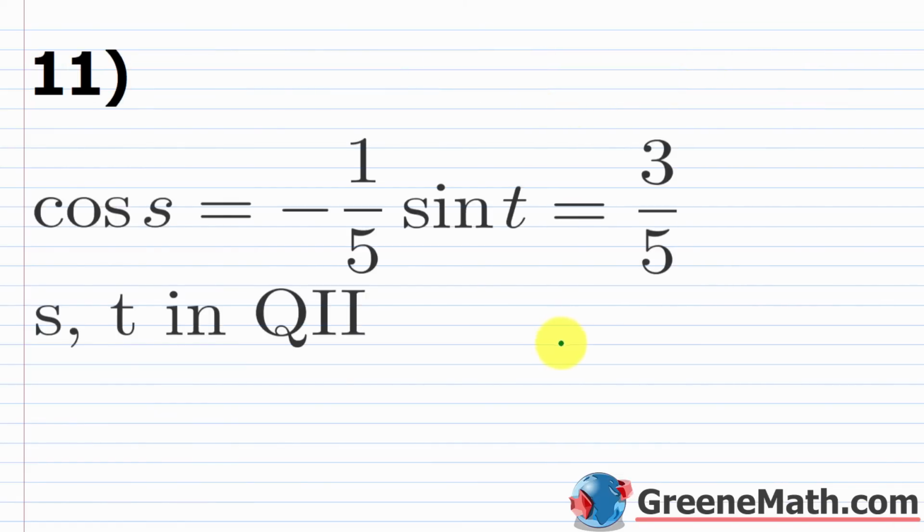So here's problem 11. We're given the cosine of s is equal to negative 1/5. We're given that the sine of t is equal to 3/5. We're also told that s and t are both in quadrant 2. So let me come down here and say the cosine of s minus t is equal to the cosine of s times the cosine of t, and then because this is a minus, you want a plus.